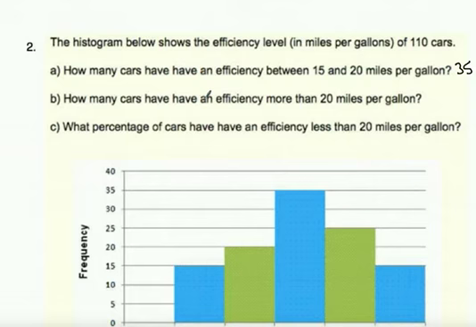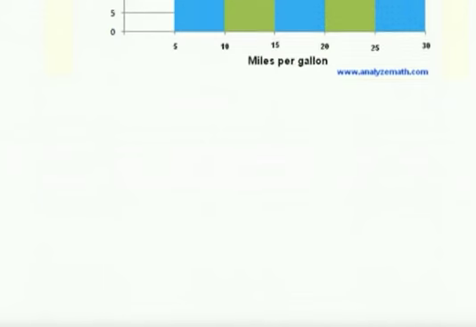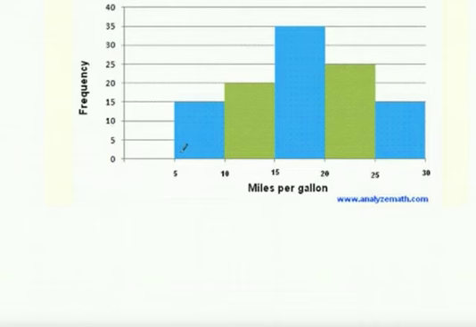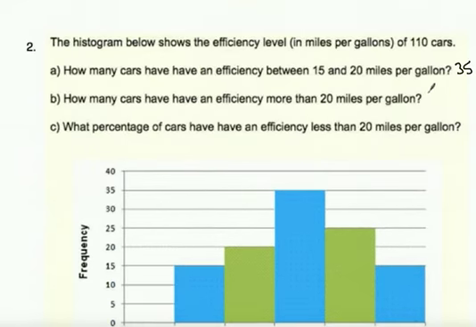How many cars have an efficiency more than 20 miles per gallon? So we would go and find where 20 is. So this would be anything 5 to 10. That would be anything 10 to 15. That would be anything 15 to 20. So we'd be looking at this one and this one. So we'd have 25 and 15, which would be 40.